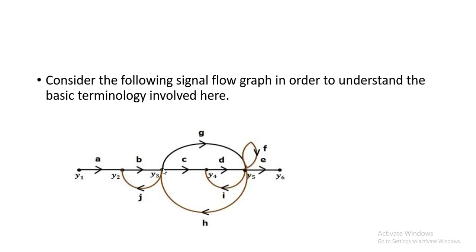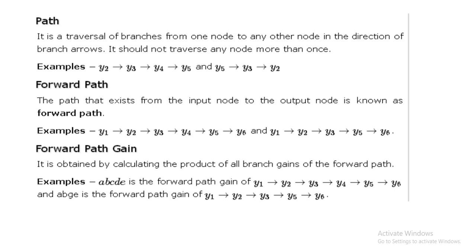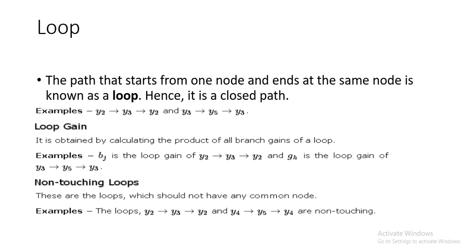If you see this y3, y5, and y3, this is another loop. For this loop, the gain is the gain of this branch times this branch. So gh will be the gain of the y3, y5, and y3 loop, and this di will be the gain of the y4, y5, and y4 loop. Okay, so this we have discussed. Now let us see non-touching loops. These are the loops which should not have any common node.